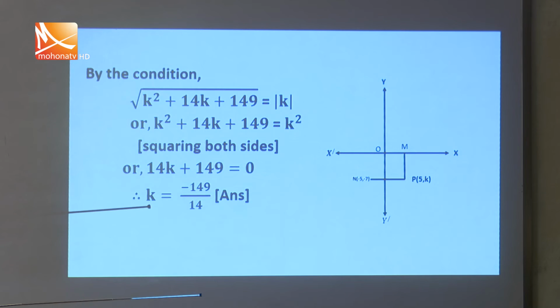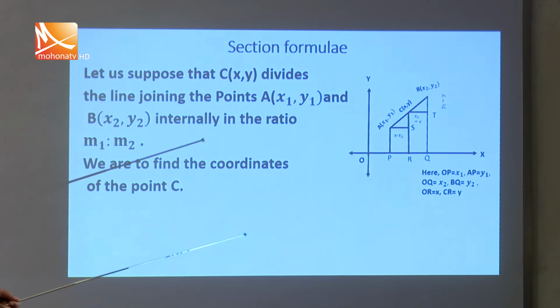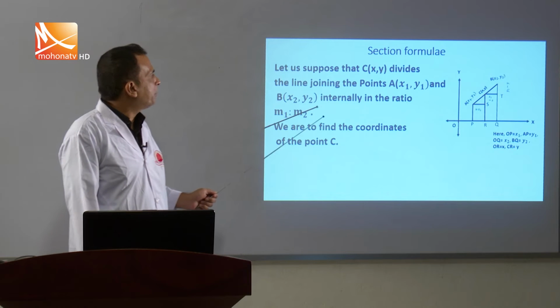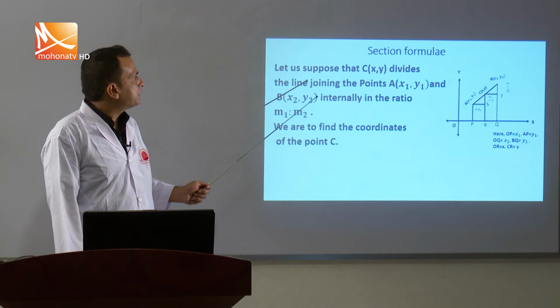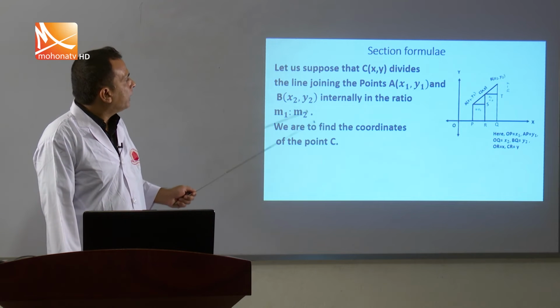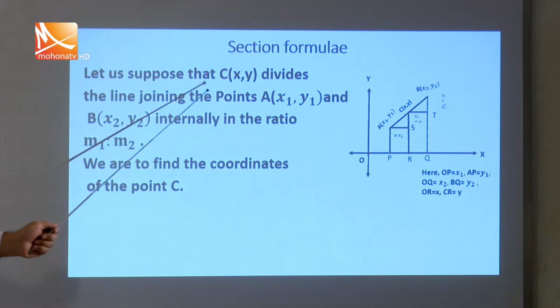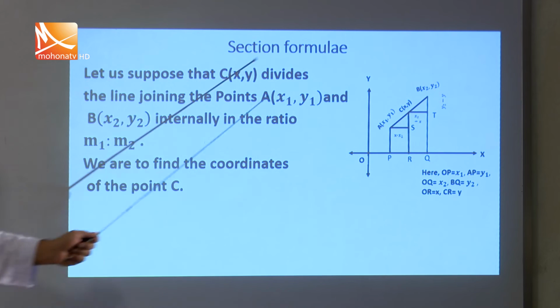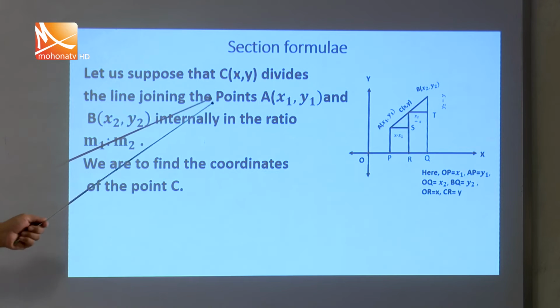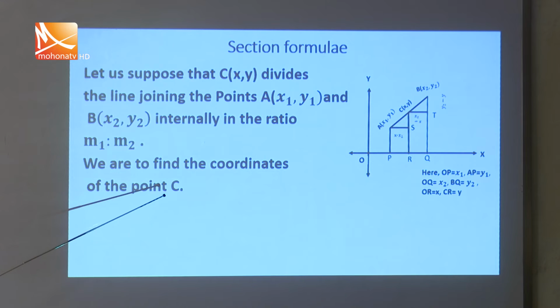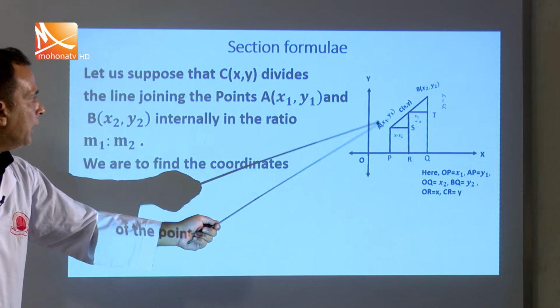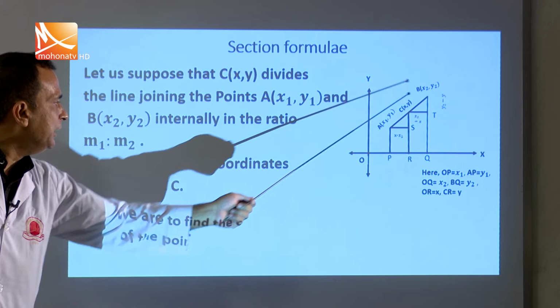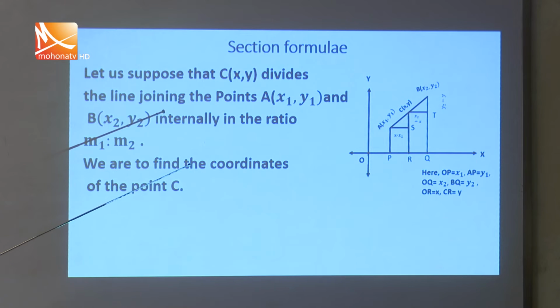Okay. Next one. Now we are going to discuss section formula. I mean internal section formula and external section formula. At first we are going to discuss internal section formula with the help of the diagram. Let us suppose that the point C (x, y) divides the line joining the points A (x1, y1) and B (x2, y2) internally in the ratio m1 is to m2. We are going to find the coordinates of the point C. You just see that here AC by CB equals m1 by m2.